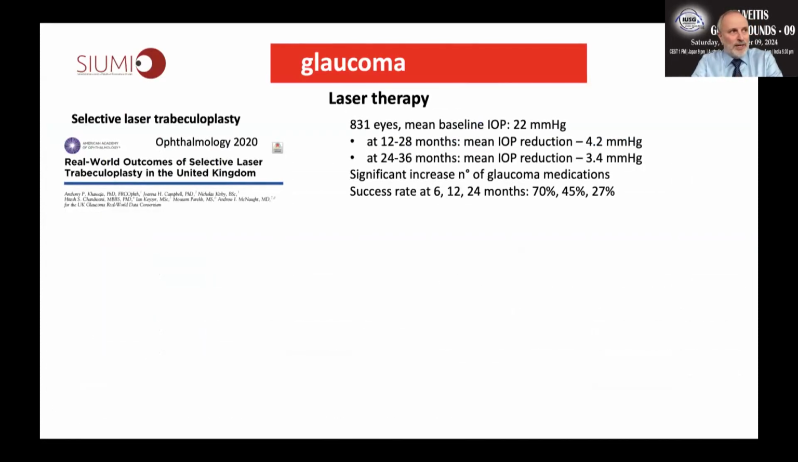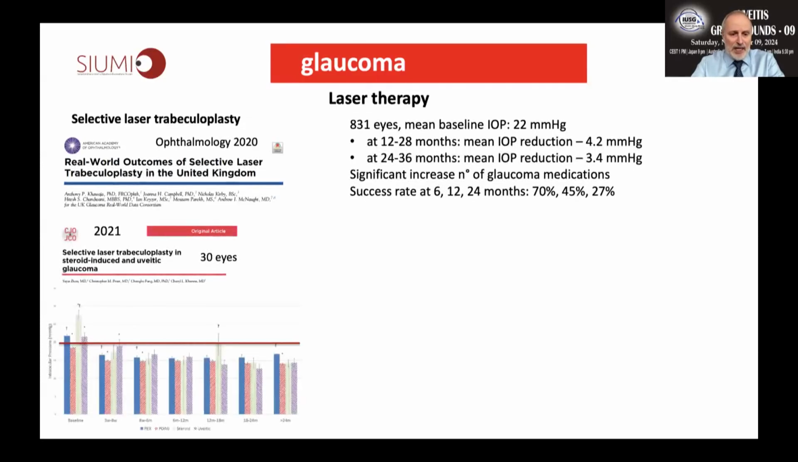We can do SLT in a patient. This is not the case of our patient because we managed it before SLT was widely available, although we have to remember that there is not such a good response to SLT, especially in patients who have been treated previously with medical drugs, and the success rate at 12 months is 27% of the cases. It has been tried also in patients with uveitic glaucoma, and it is depicted here in the purple column.